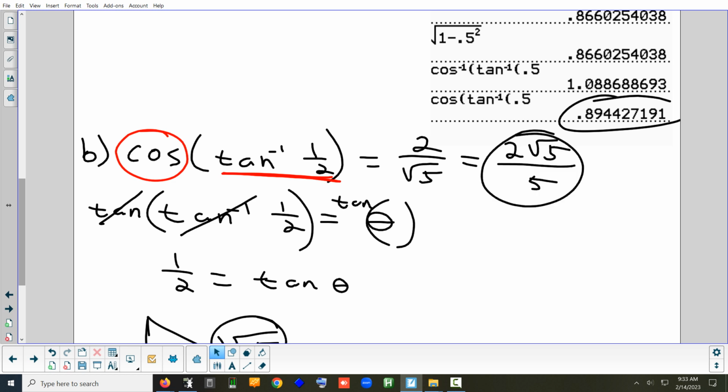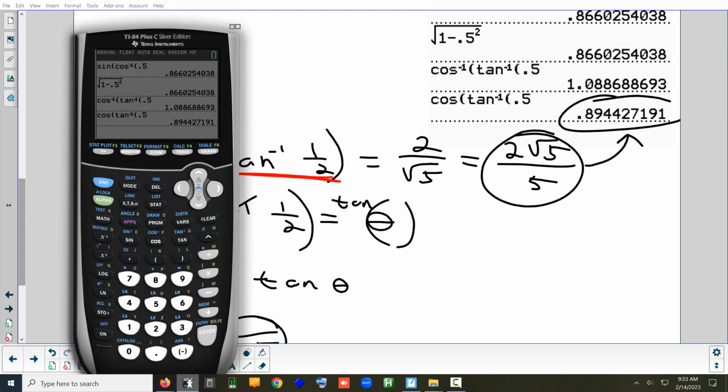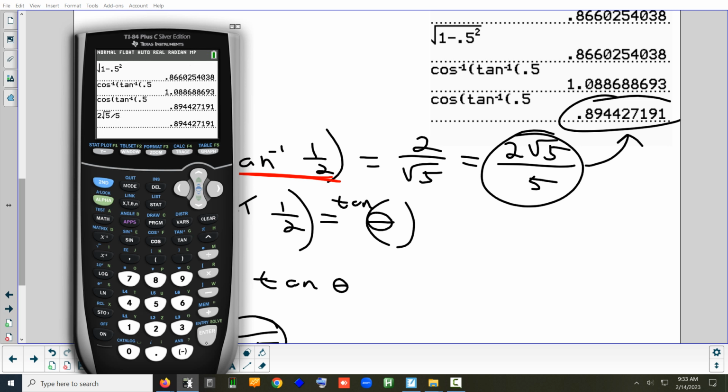And the nice thing about this is it's very easy to check the answer because it should come out to 0.89. Except 2 root 5 over 5 is exact, 0.89 is not. Let's try it. 2 root 5 over 5. Perfect. So we know we got the right answer.